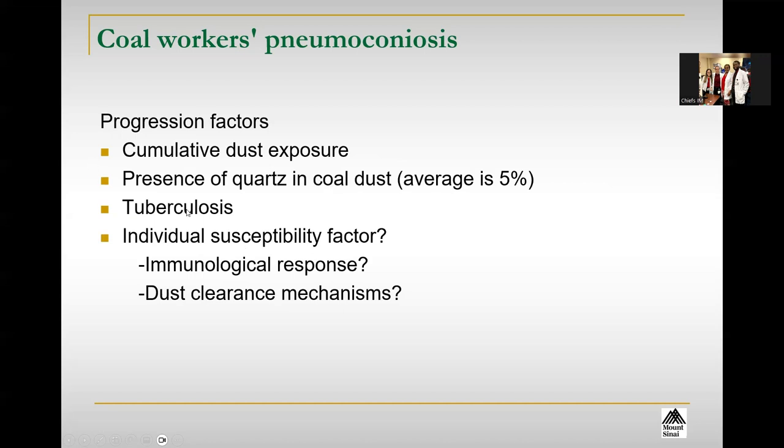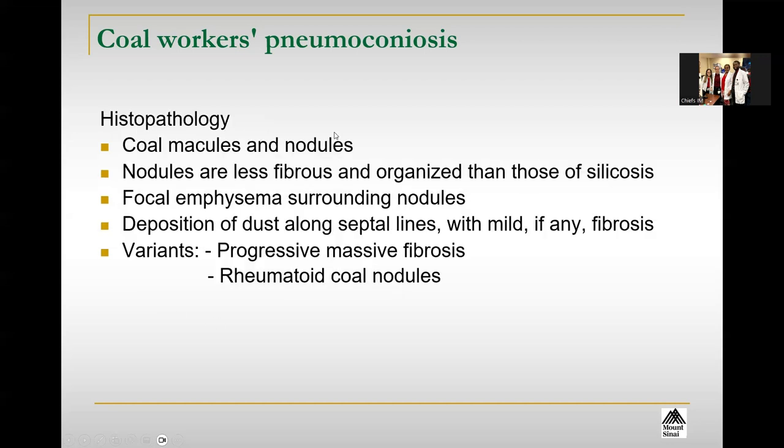Tuberculosis is a comorbidity or a complication of some of the pneumoconiosis, like coal workers' and silica-induced lung diseases, and a factor that accelerates the progression of the disease, enhancing the clinical severity. And there are, as usual, individual susceptibility factors that are not very well understood. In the histopathology, the classic finding is coal macules and nodules. They are usually less fibrous and organized than those of silicosis. Again, I'll show some of that.